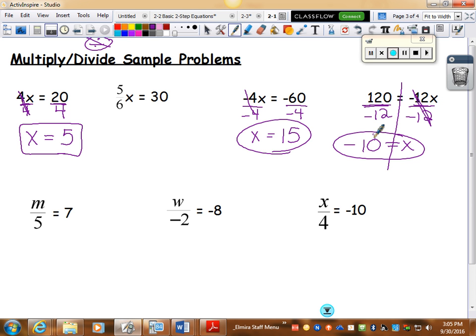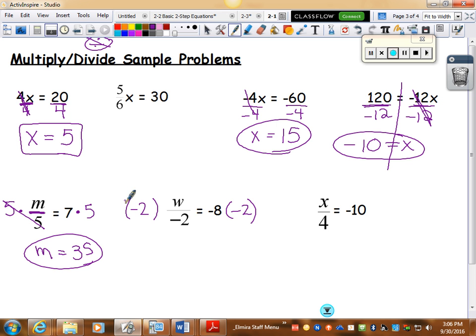All right, let's come to this bottom row. These look like fractions, but they're really not. They're division. That's a division bar, just like this was a division bar. So the opposite of divide is multiply. Now you have a couple options. You can use dots, because we're going to multiply both sides by 5. That cancels the 5 and gets m by itself. And 7 times 5 is 35. So dots are acceptable. You could also use parentheses. That's acceptable. So I multiply by negative 2 to cancel out the divide by negative 2, and you get w equals 16.